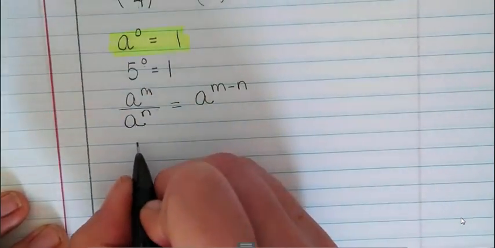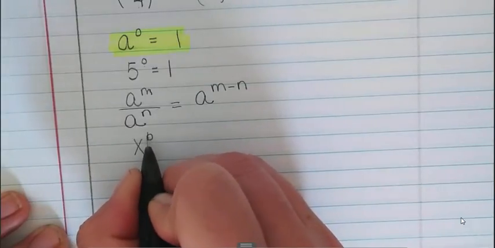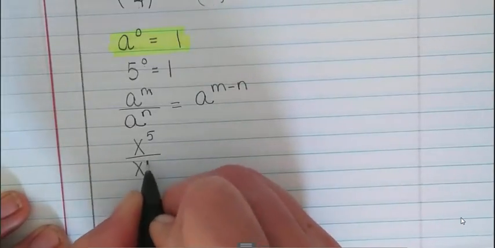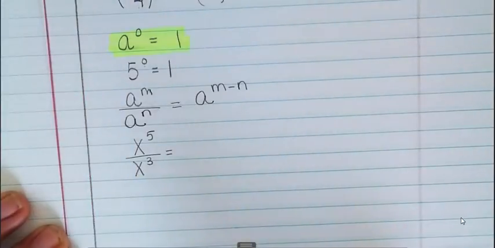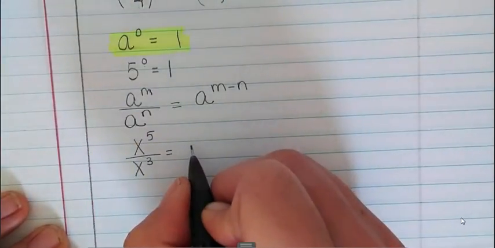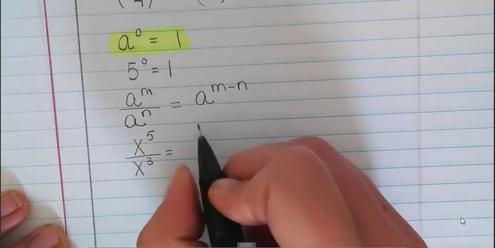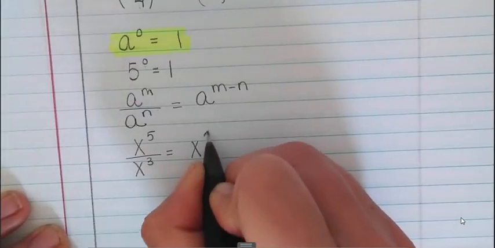So an example of that might be x to the 5th over x to the 3rd. So really this would be x to the 5 minus 3, or x squared.